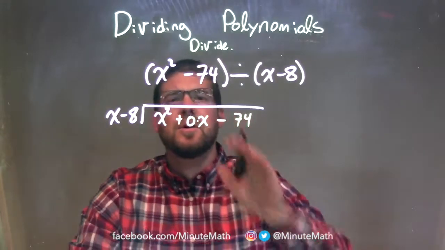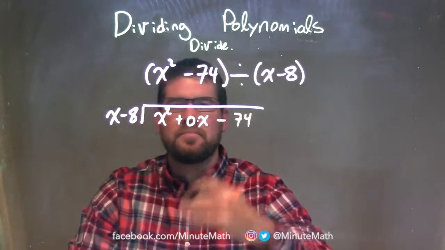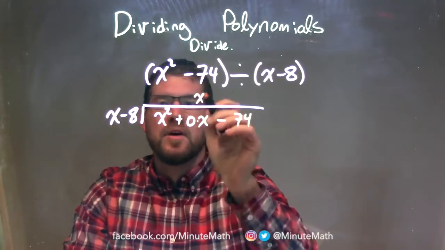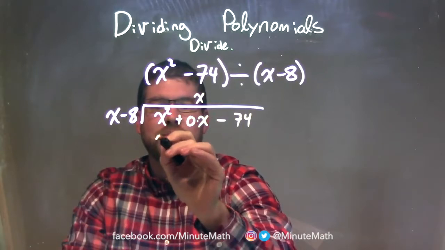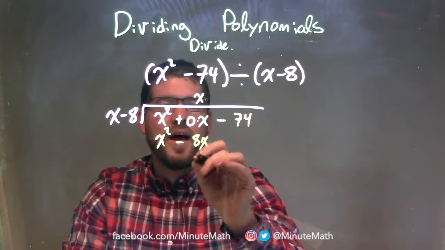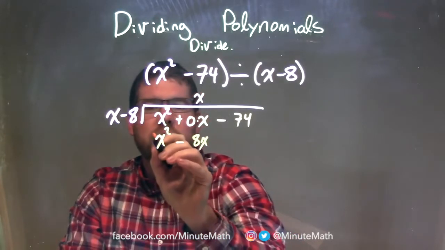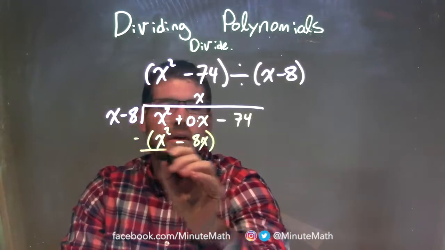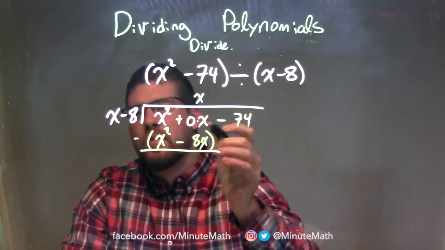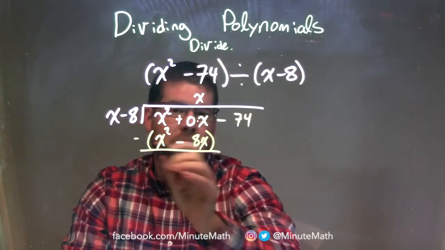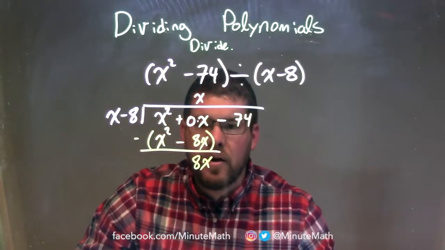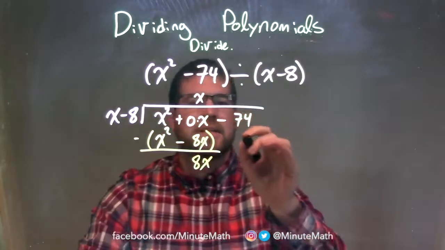So now I ask the question, what times x gives me x squared? Pretty simple, that's just x. So we just have an x here. x times x is x squared, and x times a minus 8 is a minus 8x. Now I have to subtract the two, so I put parentheses around it. x squared minus x squared is 0, cancels out. But 0 minus a negative 8x is a positive 8x. So now we keep going. We bring down the minus 74.